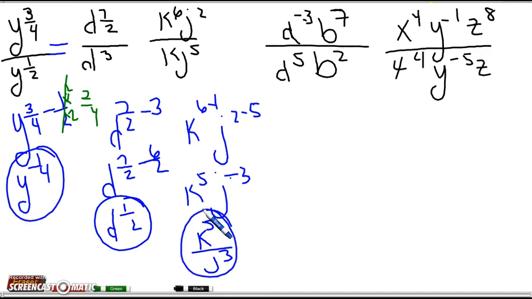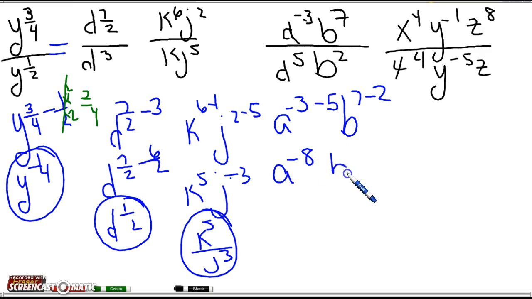All right, the next one, I have a to the negative third minus 5 and b to the 7 minus 2. So I get a to the negative 8 and b to the 5th. Don't want negative exponents, so I have b to the 5th over a to the 8.